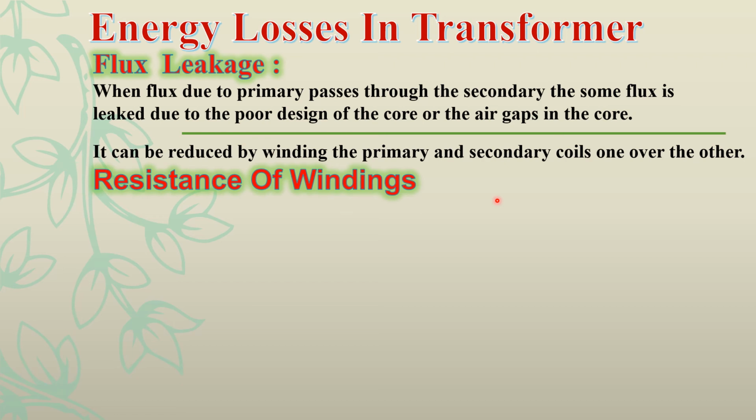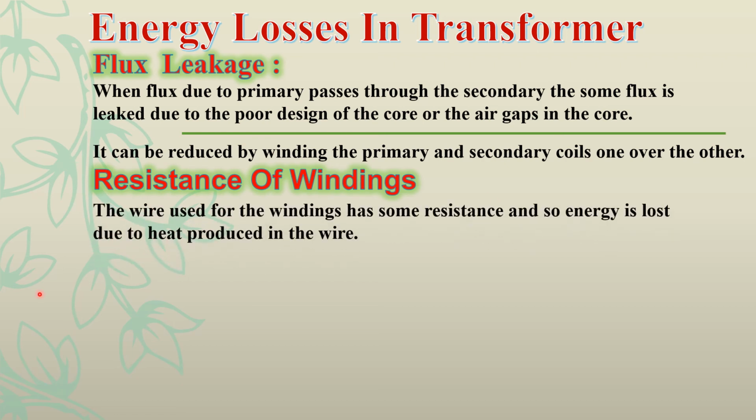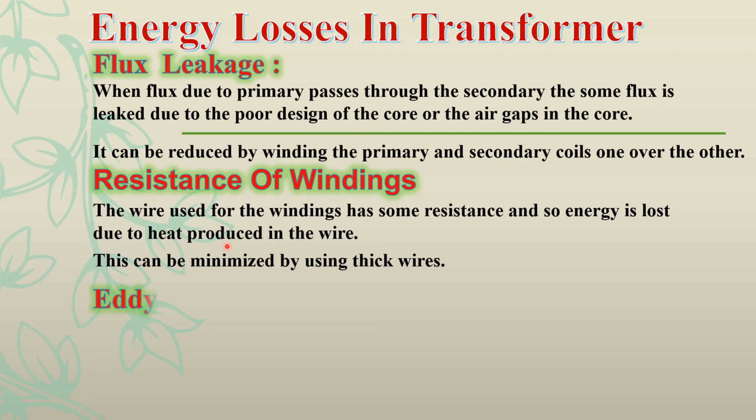Another reason of energy losses is resistance of windings. The wire used for the windings has some resistance, and so energy is lost due to the heat produced in the wire. This can be minimized by using thick wires. So by using thick wires we can minimize the resistance, and that will reduce the heat produced in the wire. So by this we can minimize the energy losses in a transformer.